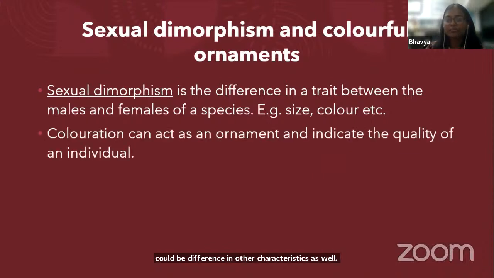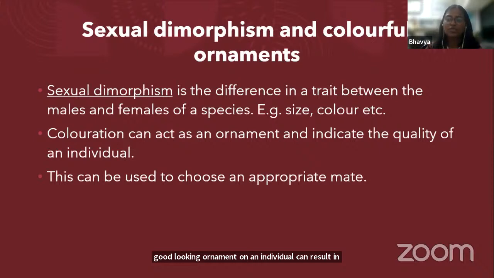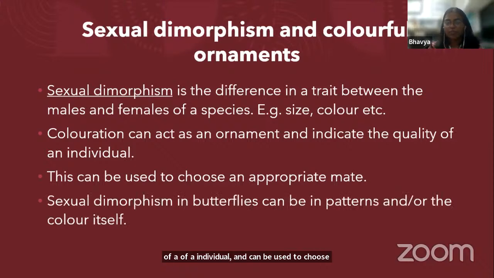And then what I mean by coloration can act as ornaments is nothing but these color patterns can indicate the quality of an individual. And ideally, an ornament is something that is just added to make something look more attractive. And that's exactly what coloration can also do, where the presence of a good looking ornament on an individual can result in that individual getting more number of matings. So it can be used as a signal that indicates the quality of an individual, and can be used to choose appropriate mates subsequently.